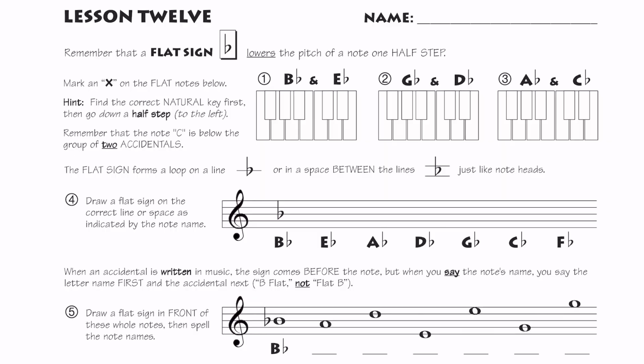Okay, this video from 5 Minute Theory covers lesson 12, and we're going to reintroduce or reinforce our flat signs, and then we're also going to learn a new notation device called a sharp sign. Now remember that a flat sign lowers the pitch of a note a half step.